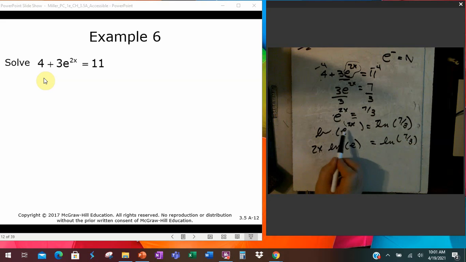The reason I said I always want to use the ln for e is because this will eventually come down to ln of e. This is base e, that's the log base e, we just shorten this to ln. The natural log of e is just 1. So this piece of it is equal to 1. So 2x times 1 is 2x, equals ln of 7/3, divide that by 2.